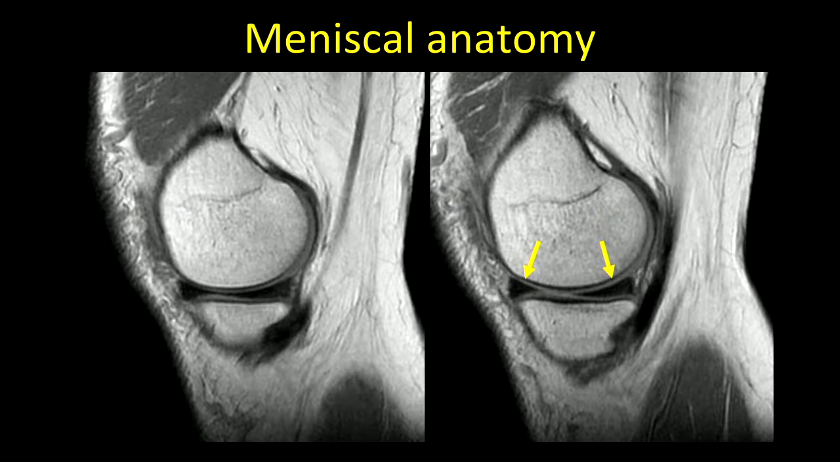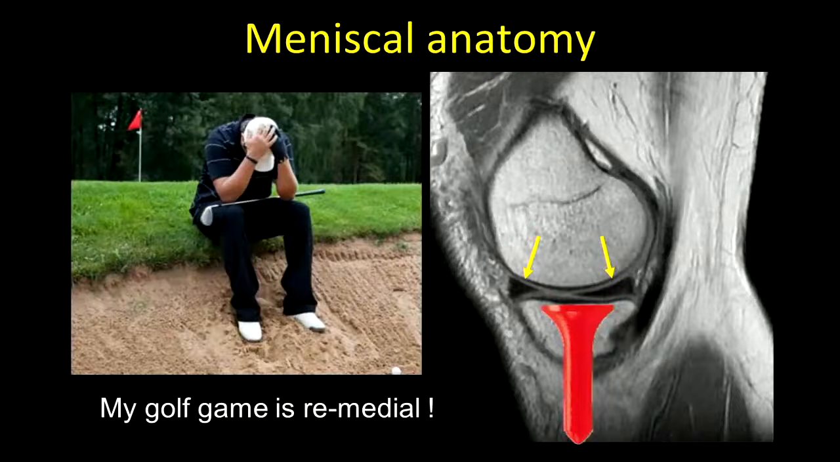If you're not sure whether you're looking in the medial or lateral compartment of the knee, if you see a structure that looks somewhat like a golf tee with a golf ball on top, this is the medial side, and I think of my golf game as being remedial, and that helps remember.